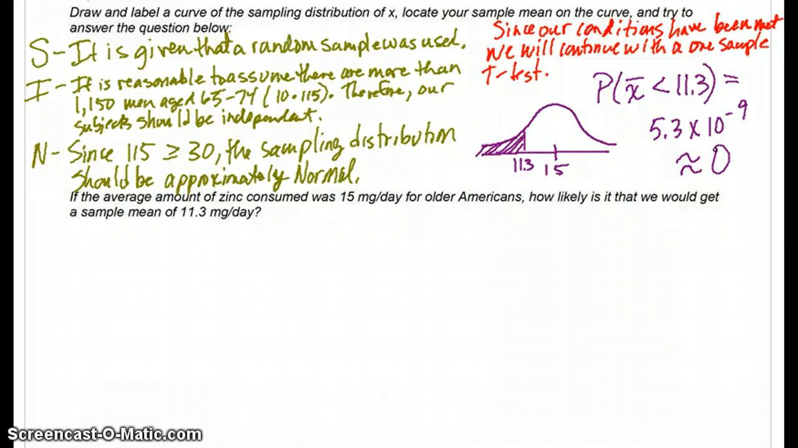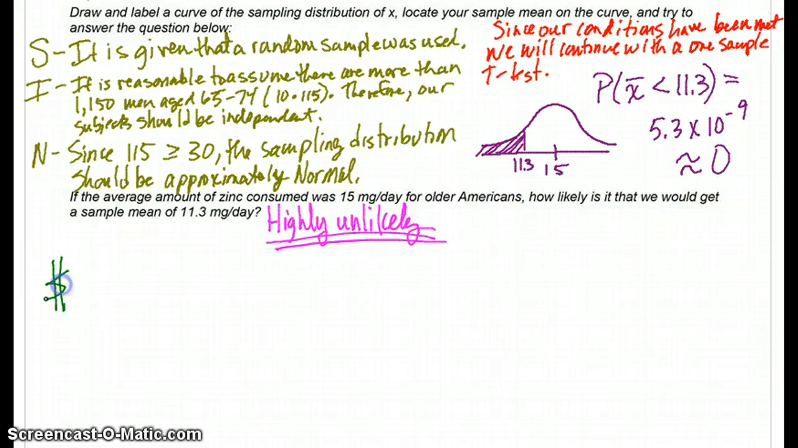If we look at the next question, it asks us, how likely is it that we would get this sample mean? Well, based on the fact that I got 0 or very close to 0, I would say it's highly unlikely. If you want to write that out as a statement, that's good. However, it's really highly unlikely that that would occur.